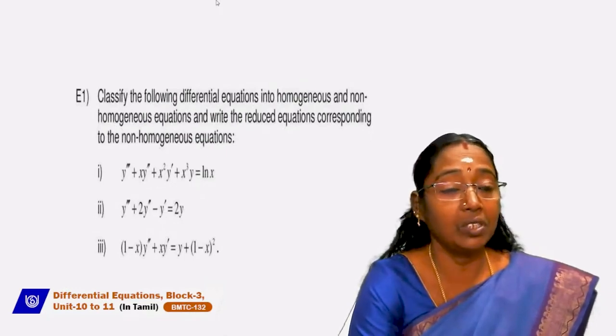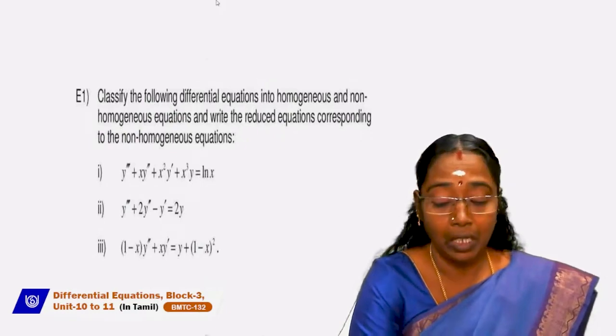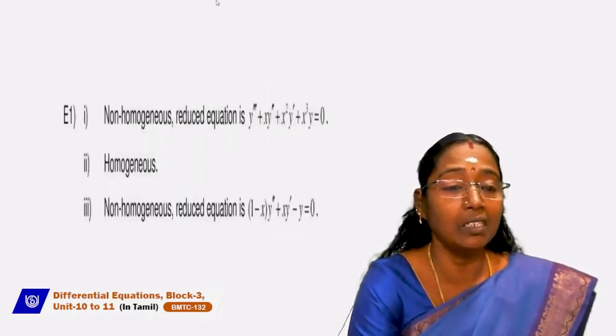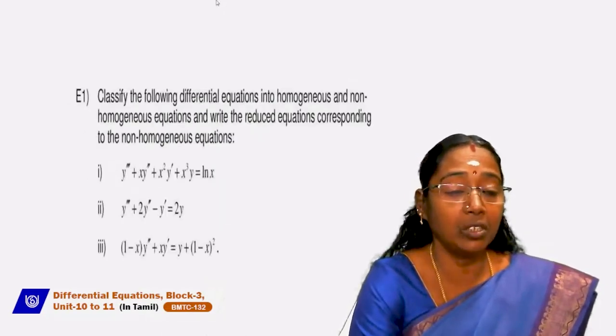Now come to the second equation, y triple dash plus 2y double dash minus y dash equal to 2y. This equation is a homogeneous equation because there does not exist any term on the right hand side. Now come to the third equation, (1 minus x) y double dash plus x y dash equal to y plus (1 minus x) the whole squared.